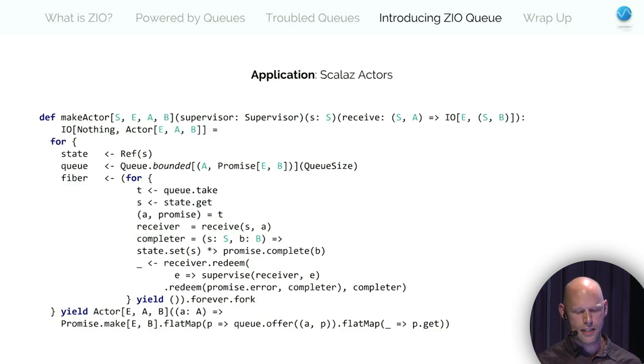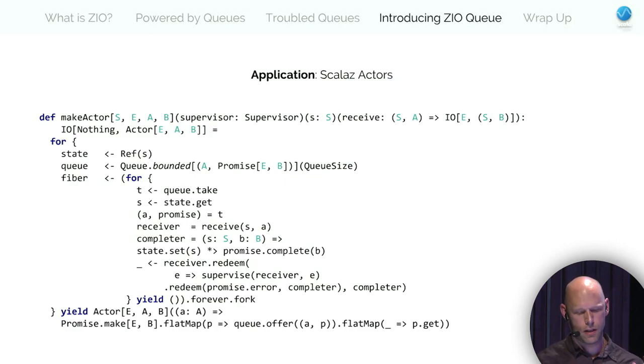It computes the new state. It does error handling using supervision. And then it's going to run this forever in a loop, just continuously taking from this queue, consuming no resources if there is no work. It returns the actor then, which then just adds an entry to the queue consisting of the input message and a promise for the output message, which will then be completed by the actor when it has time to finish that. And we use it like this.